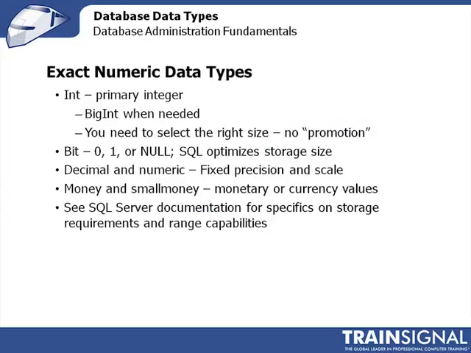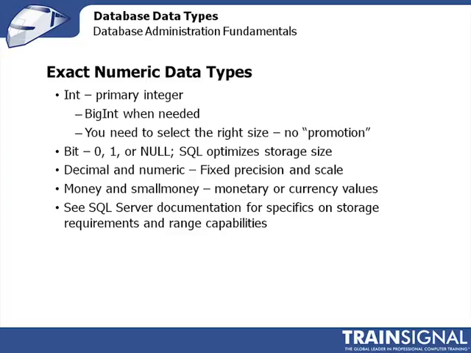Some of the numeric data types are referred to as exact numeric data types. That includes int, which is your primary integer field. Use bigint when needed. You really want to select the right size because you can't promote these to be bigger. In other words, if you design your database to use the int data type for a column, and you eventually need to store a larger number than int can accommodate, it's actually a little bit difficult to change that to a bigint later. The bit type only stores 0, 1, or null.